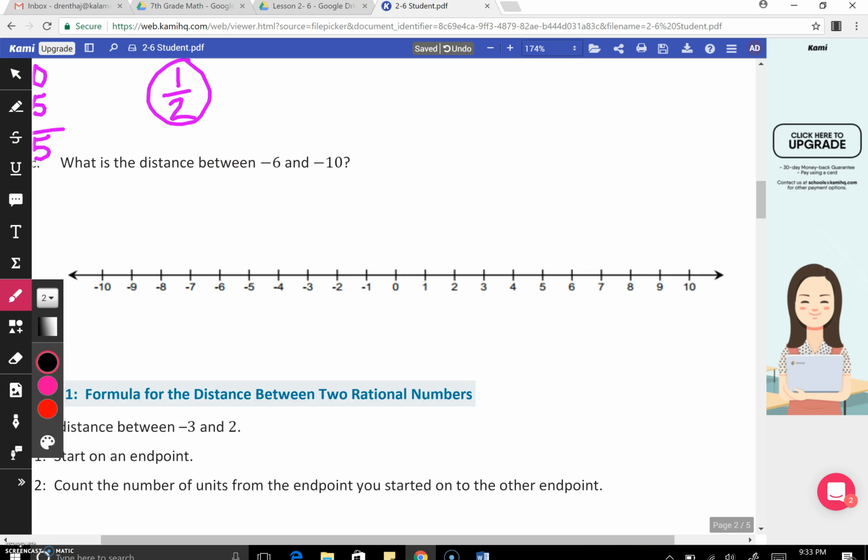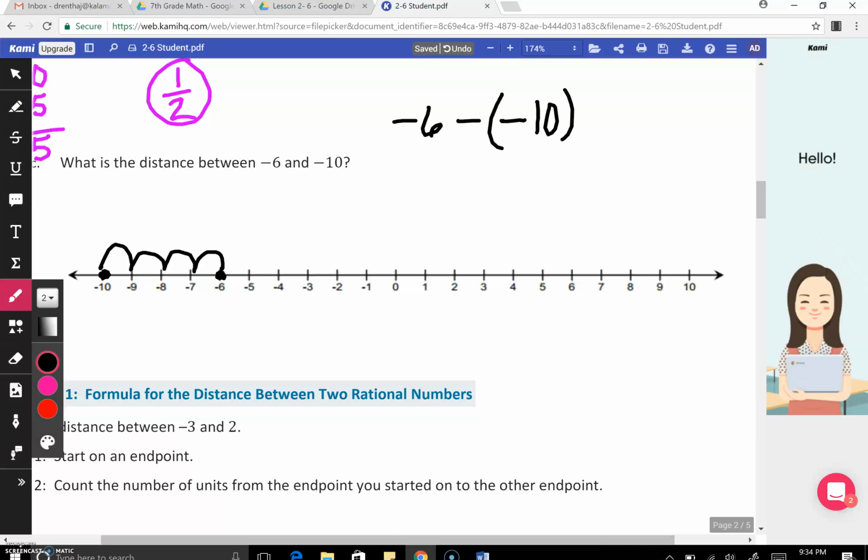This one will actually be quite a bit easier because we do have integers. So what is the distance between -6 and -10? We can count it. 1, 2, 3, 4. So it's got a distance of 4. That's our answer. Let's practice it with the formula. So -6 is where we start. Always going to subtract. And -10 is where we end. So we come up with a problem of -6 minus -10.